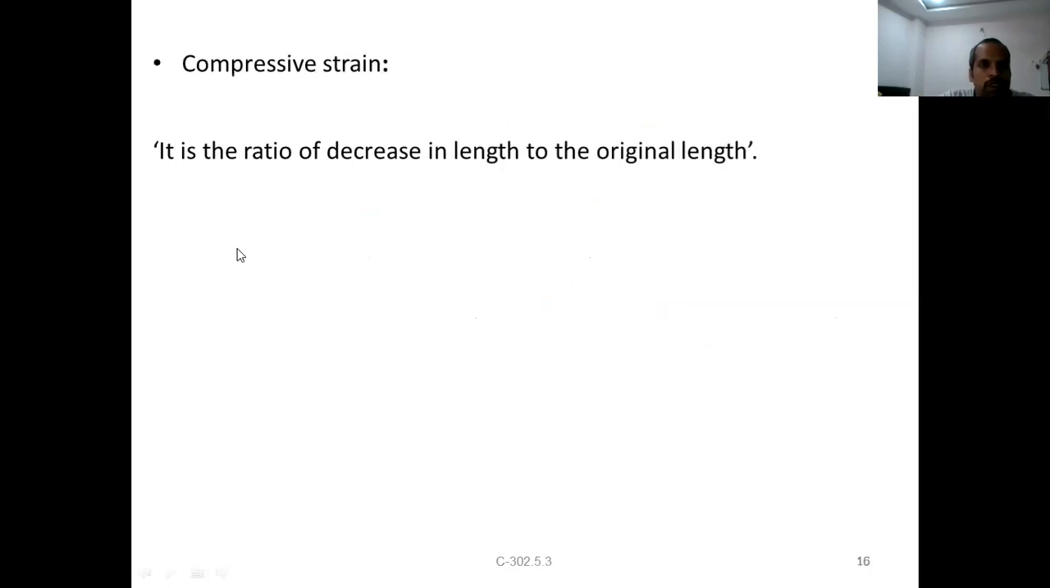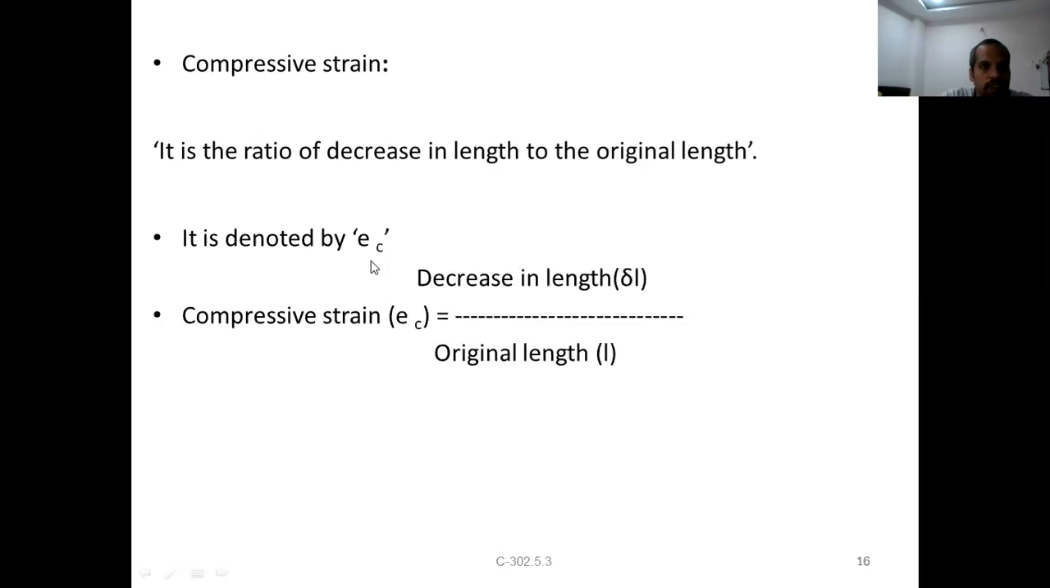Compressive strain is the ratio of decrease in length to the original length. Previously, tensile strain was the increase in length to the original length, whereas here, because length is decreased, we say the decrease in length to the original length. That is the definition of compressive strain. It is denoted with the letter epsilon C, where C refers to compression. So compressive strain is equal to decrease in length by original length, delta L by L.